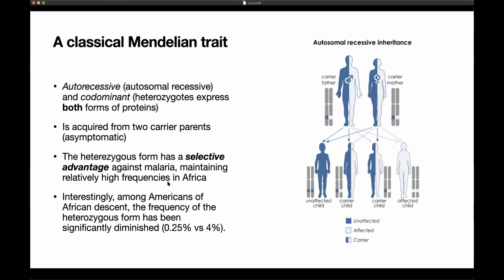As an interesting example of natural selection in action, consider Americans of African descent who left the African continent, potentially hundreds of years ago, and moved to an environment where malaria is not a thing, or at least hasn't been for quite some time. What you can see is this selective advantage is lost. The frequency of the heterozygous form has been significantly diminished over time. In the US, amongst Americans of African descent, it's only about 0.25%, whereas in African populations, it's about 4%.